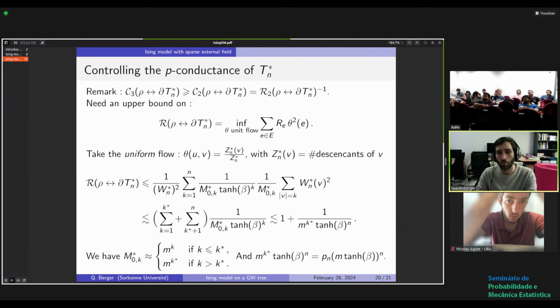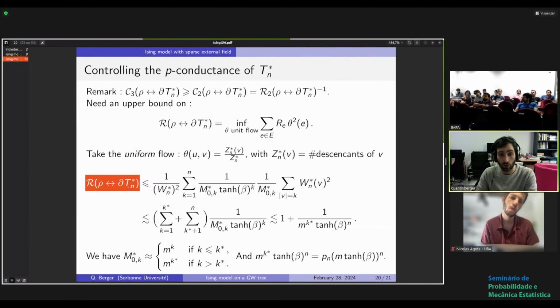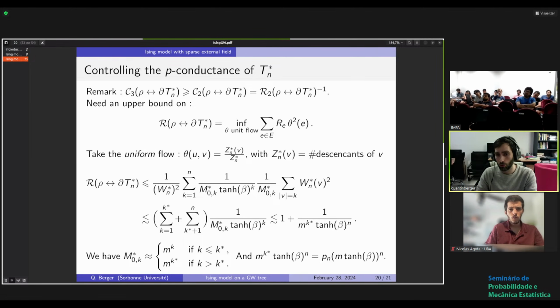So what we managed to do is control the effective resistance between the root and the leaves in this particular modified tree, and show that it's bounded if and only if this quantity does not go to 0. So Quentin, in the end, what does it mean for the scaling of K star?